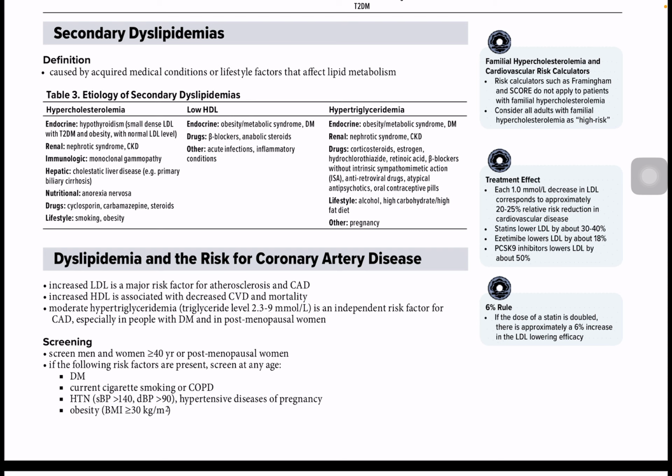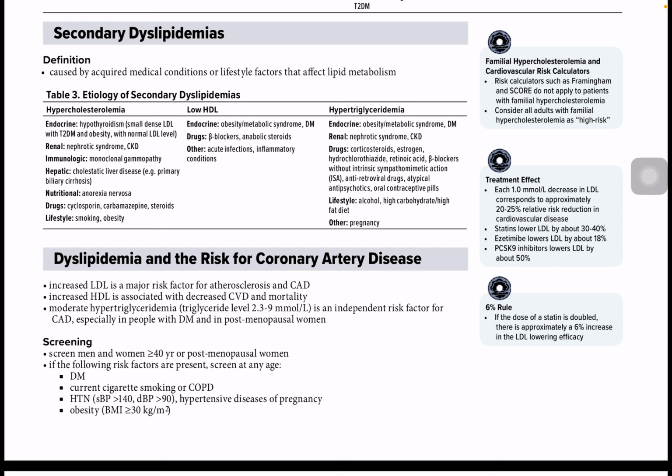Then in low HDL you have to remember obesity, metabolic syndrome, diabetes, drugs, beta blocker, anabolic steroids, and acute infections, inflammatory conditions. Hypertriglyceridemia is caused by obesity, metabolic syndrome, diabetes, nephrotic syndrome, CKD, steroids, estrogen, hydrochlorothiazide, retinoic acid, beta blocker without intrinsic sympathomimetic activities, antiretroviral drugs, atypical antipsychotics, oral contraceptive pills. Lifestyle causes are alcohol, high carb diet, high fat diet, and pregnancy.